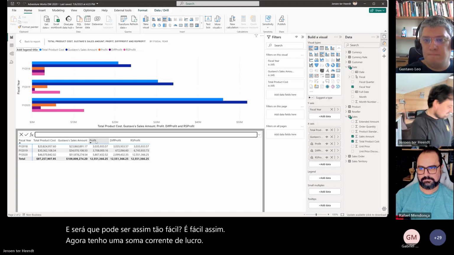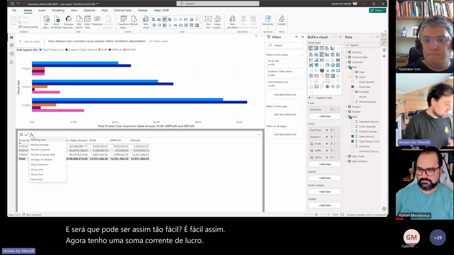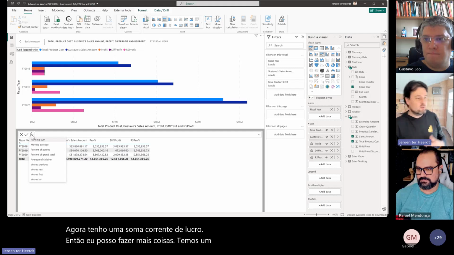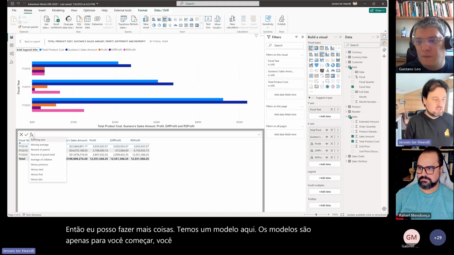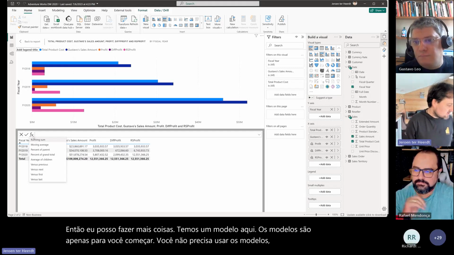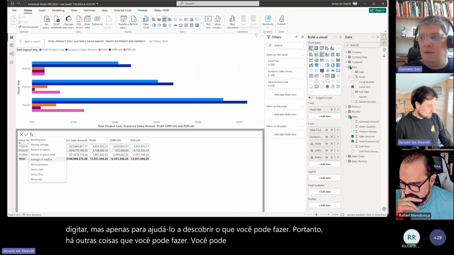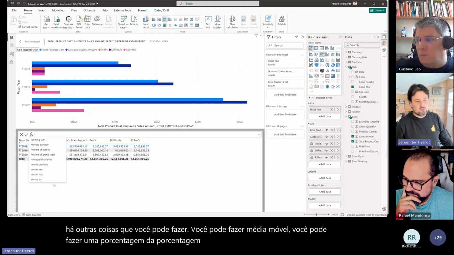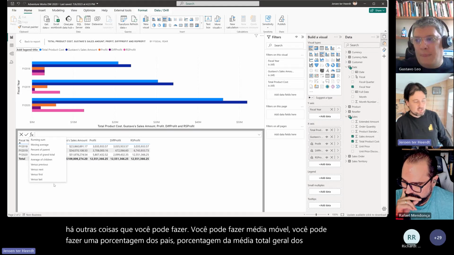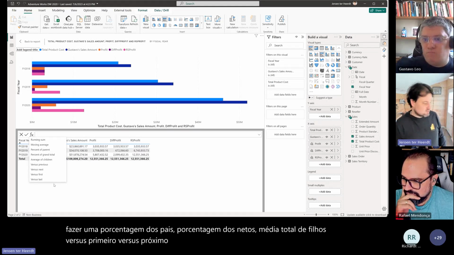So I can do more stuff. We have a template in here. Templates are just to get you started. You don't have to use the templates. You can type, but it's just to help you discover what you can do. So there's other things that you can do. You can do moving average. You can do a percent of parent, percent of grand total, average of children, versus first, versus next, versus last. So we had a couple interesting things already.